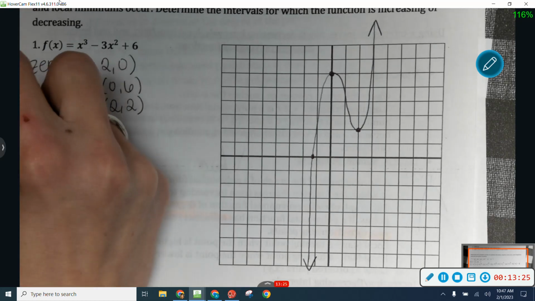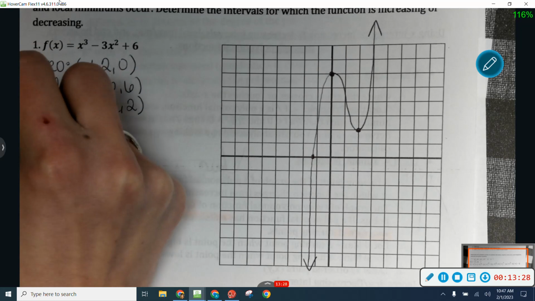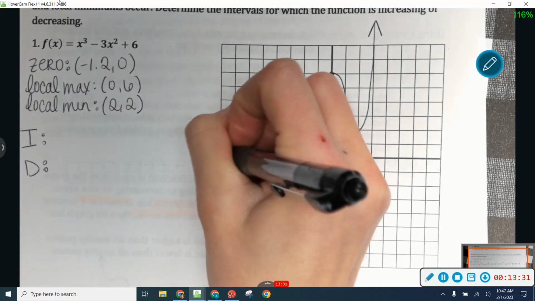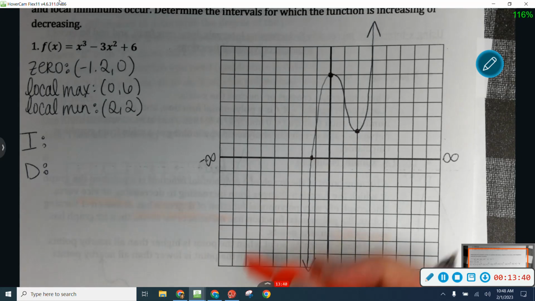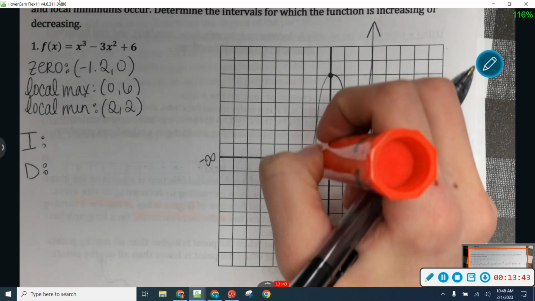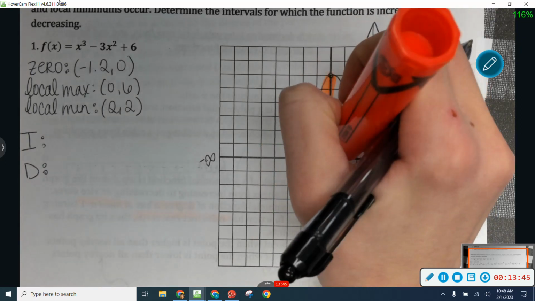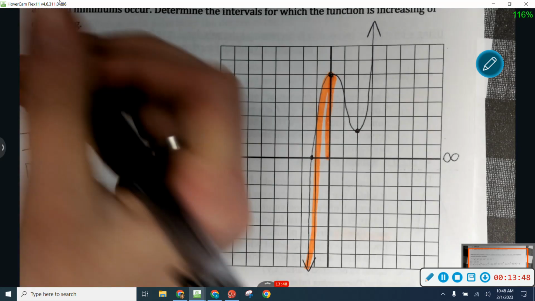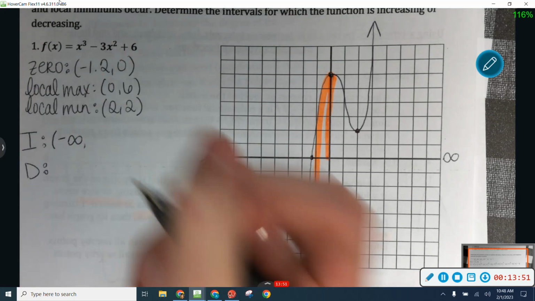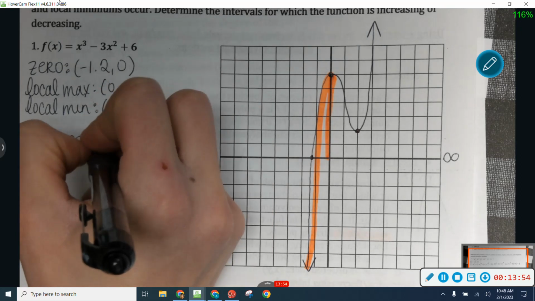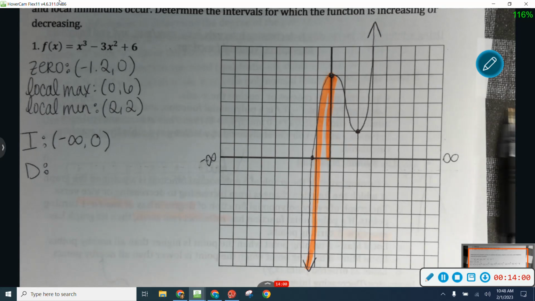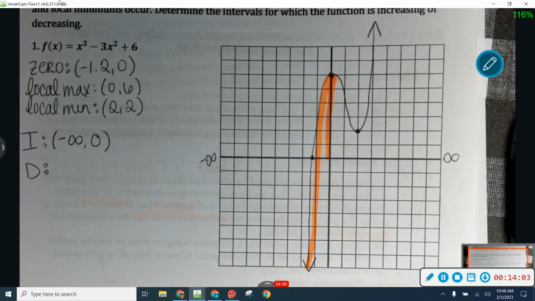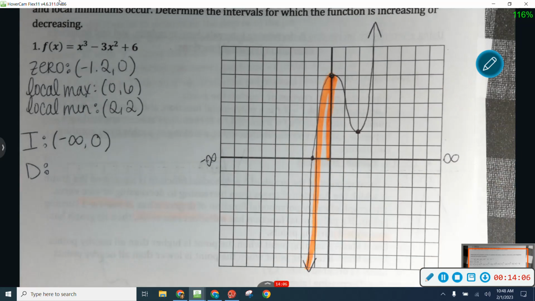So when I do my interval for increasing and decreasing, I'm going from negative infinity to positive infinity. Okay? If I start at the left, I'm increasing up until I get to 0, 6. So I'm going to increase from negative infinity to 0, because I'm only doing x values. Your intervals are x values. Okay? So if you need to trace, that's what I was doing.